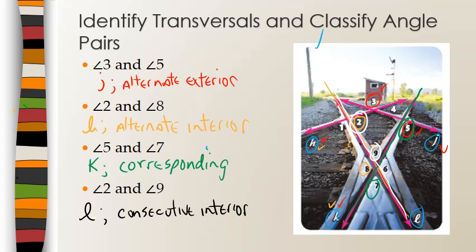All right. Identify the transversal, then classify the angle pair. And then we're getting ready to apply, in the next chapter section, I believe, if I'm not mistaken, we're going to be applying these angle relationships to actual measurements. It even gets more fun. I can't wait.